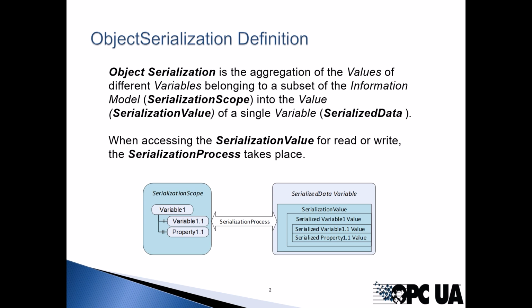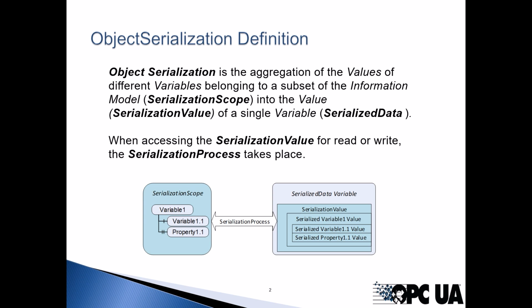Object serialization is defined as the aggregation of the values of different variables into the value of a single variable. These variables belong to a subset of the information model, which is referred to as the serialization scope. The aggregated value is called the serialization value and is the value of a single variable, which is called the serialized data variable. When accessing the serialization value, clients gain access to all values in the serialization scope at once.